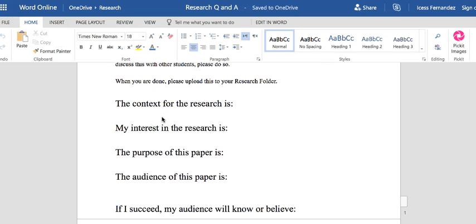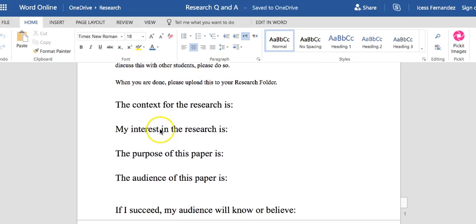So now that you know more, you know what the context of the research is. You know the interest in the research. Because this is a darn interesting case, right? Your interest is to find out whether he did it or not. You understand what the purpose of it is, who the audience is, and the audience hasn't changed. I'm your audience, right? And if you succeed, your audience will know or believe what? What do you want your audience, who is me, what do you want me to know or believe? And you also want to write how you're going to do that, right? If you're successful, this is what I will believe about your paper.